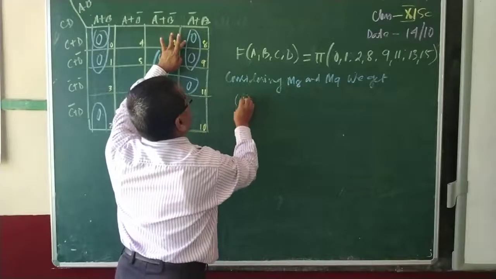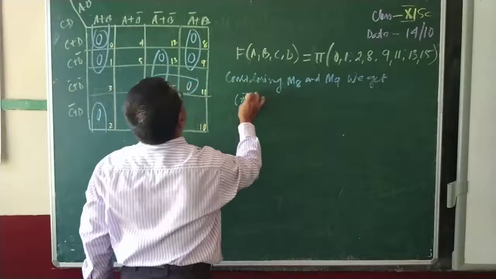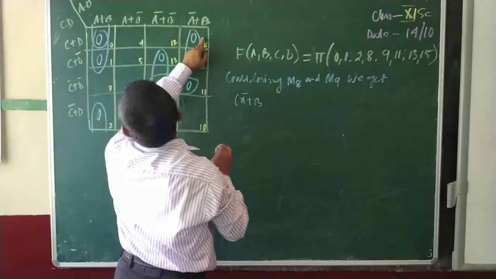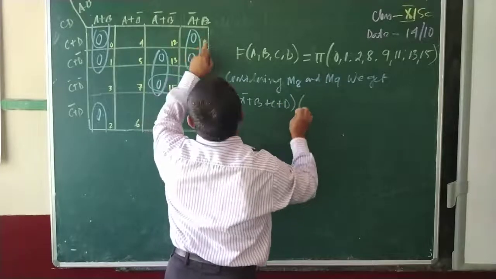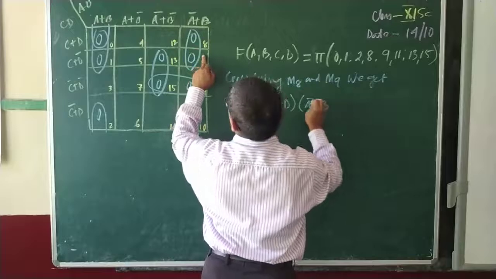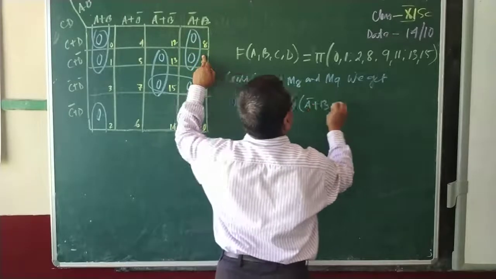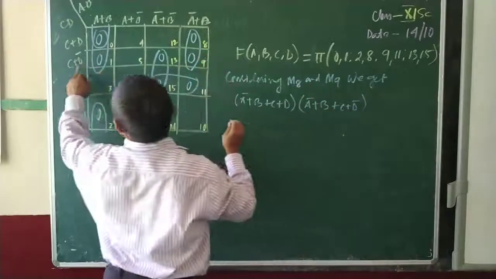Capital M, M8 and M9, we get A complement plus B plus C plus D, and another one, A complement plus B plus C plus D complement.